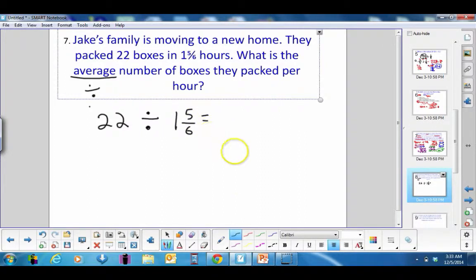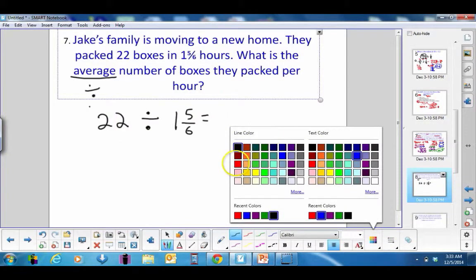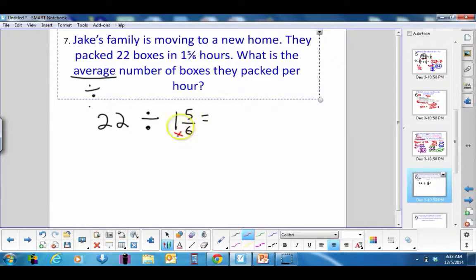Now, a couple of things. First thing I need to know is I can't have a mixed number here. I've got to change it into an improper fraction. So let's go ahead and work that out. So I take 1 times 6 is 6. 6 plus 5 gives me 11. So this changes into 11/6. I'm going to go ahead and bring down the division sign and bring down my 22.